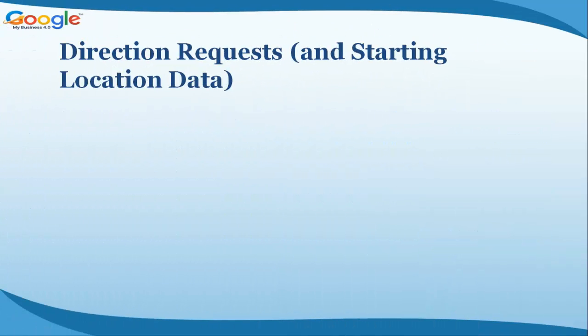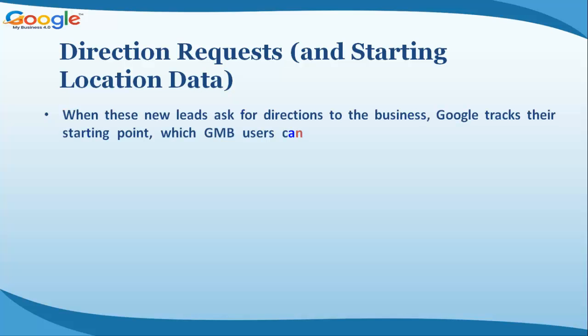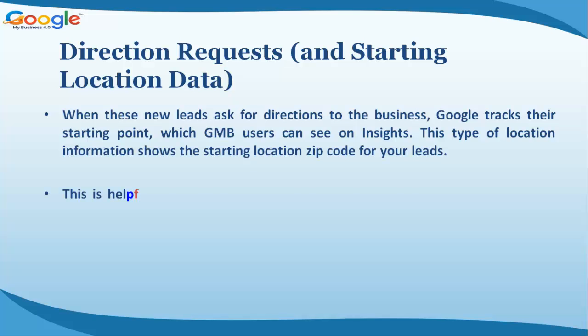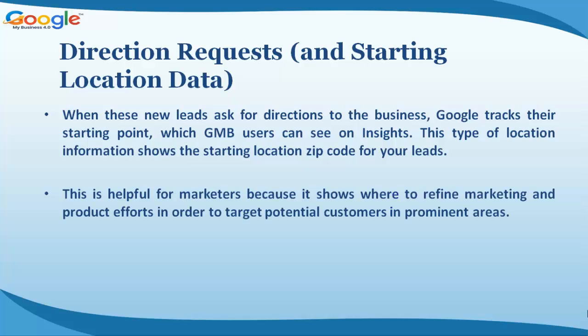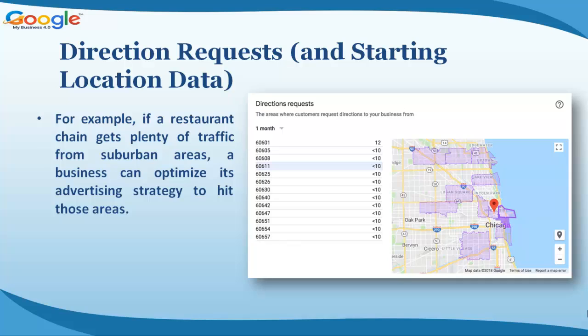Direction requests and starting location data. When these new leads ask for directions to the business, Google tracks their starting point, which GMB users can see on Insights. This type of location information shows the starting point location zip code for your leads. This is helpful for marketers because it shows where to refine marketing and product efforts in order to target potential customers in prominent areas. For example, if a restaurant chain gets plenty of traffic from suburban areas, a business can optimize its advertising strategy to hit those areas.